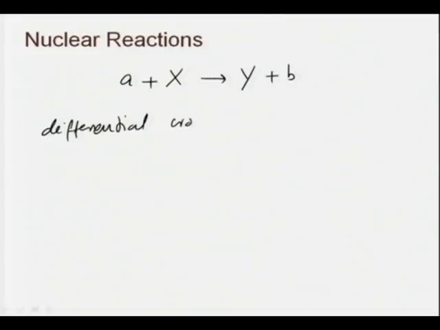cross section, d sigma over d omega equal to r theta phi over f n. We defined this in the last discussion, so please refer to that again.